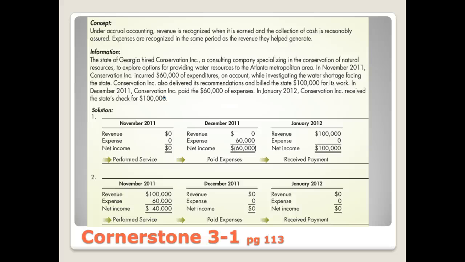And notice this is exactly what happens. In the cash basis of accounting, we paid the expenses in December, so that's when we recorded them. We received the payment for the revenue in January, so that's when we recorded it. However, in the accrual basis of accounting, we performed the service and incurred the expenses both in November, and so that's when we record them. We record nothing in December and nothing in January.